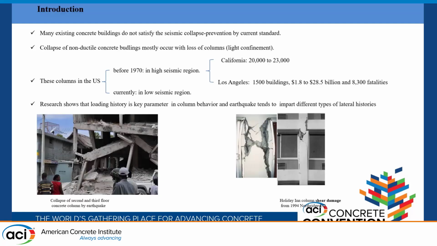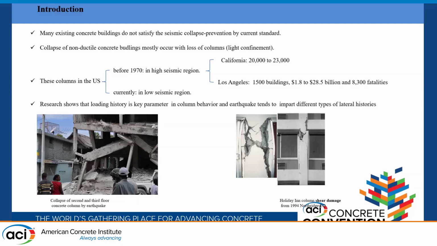The first thing is that many existing concrete buildings do not satisfy the current seismic code. Research has found that the collapse of concrete buildings is mostly due to light confinement of concrete columns. There are about 23,000 of these buildings in California right now, and if a high-intensity earthquake happens, it may cause $28 billion in damage, and 8,000 lives are at stake.